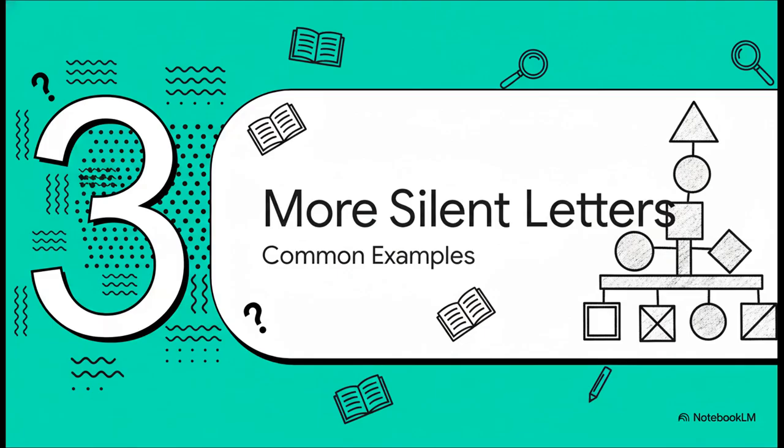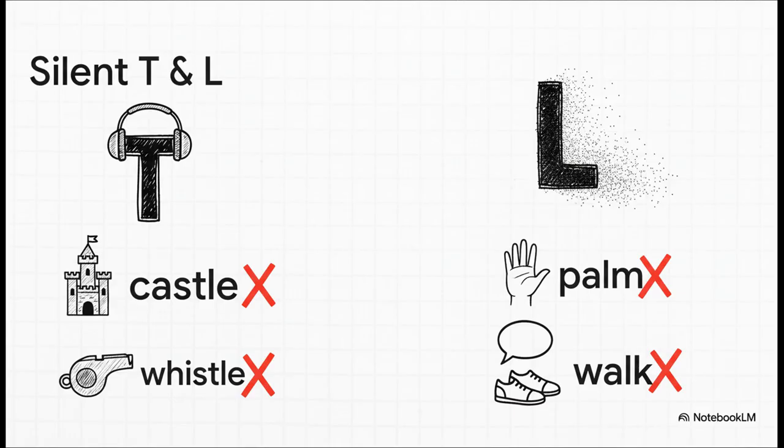Okay, so now that we know we're hunting for patterns, we can pick up the pace a little. In this next part, we're going to run through a few more really common silent letters and just keep building on what we've learned. So here we've got silent T's and silent L's. Think about it for a sec. You never hear the T in listen or castle, and that L totally vanishes in words like walk, talk, or palm. Once you see them all grouped together like this, it starts to feel a lot less random, right?